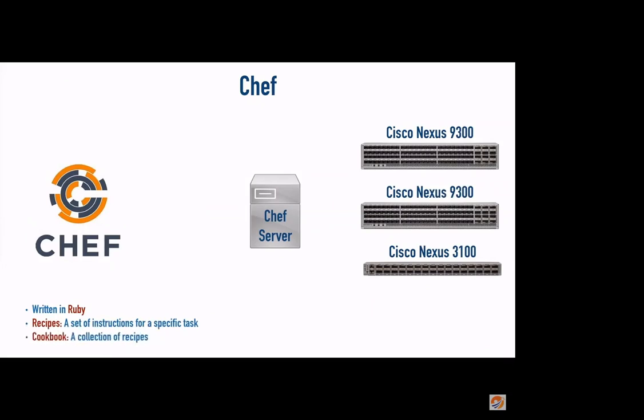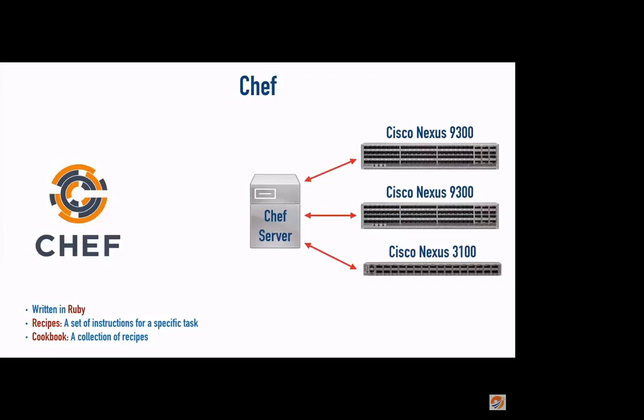We're going to put those in a cookbook. That's a collection of recipes. And there actually is a cookbook called the Cisco Cookbook, and we can install that on our Chef server. And just like Puppet, we need to have an agent on these Nexus switches. We're going to install a Chef client that's going to be our agent that we put on these switches. Now we can have bidirectional communication.